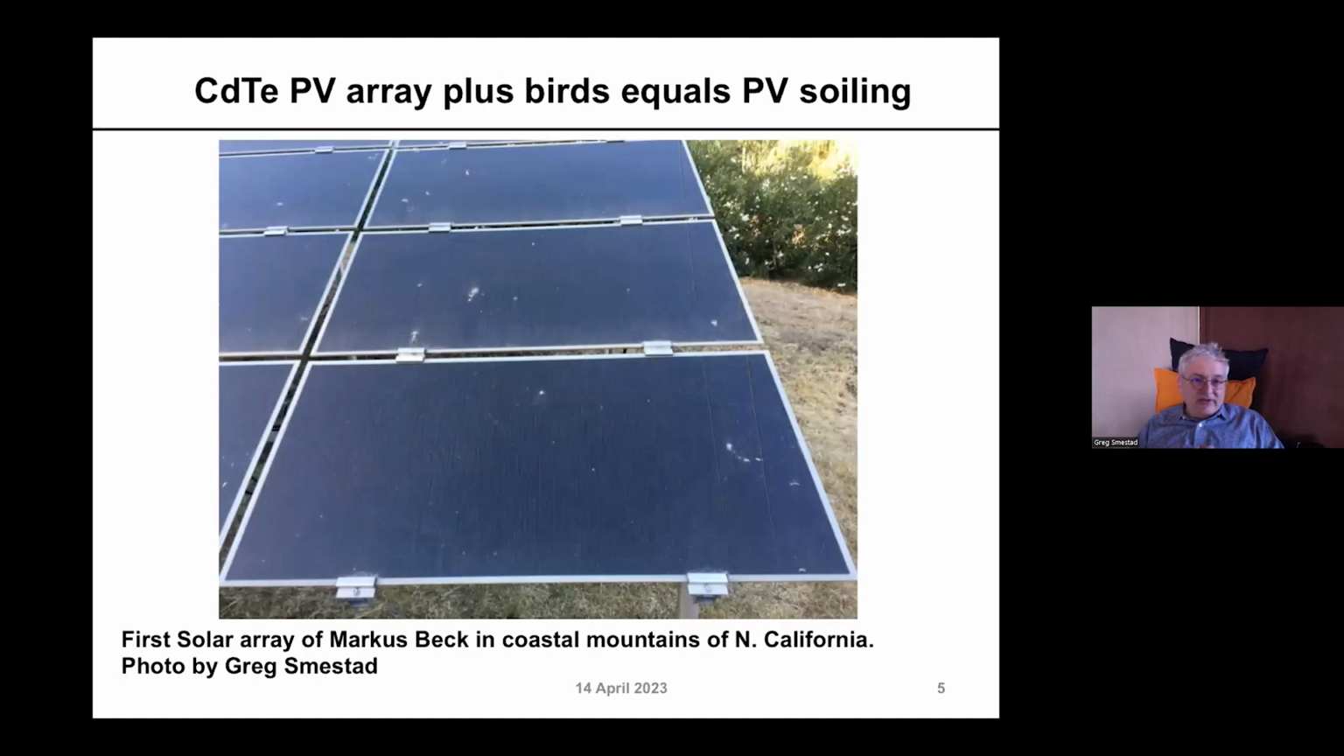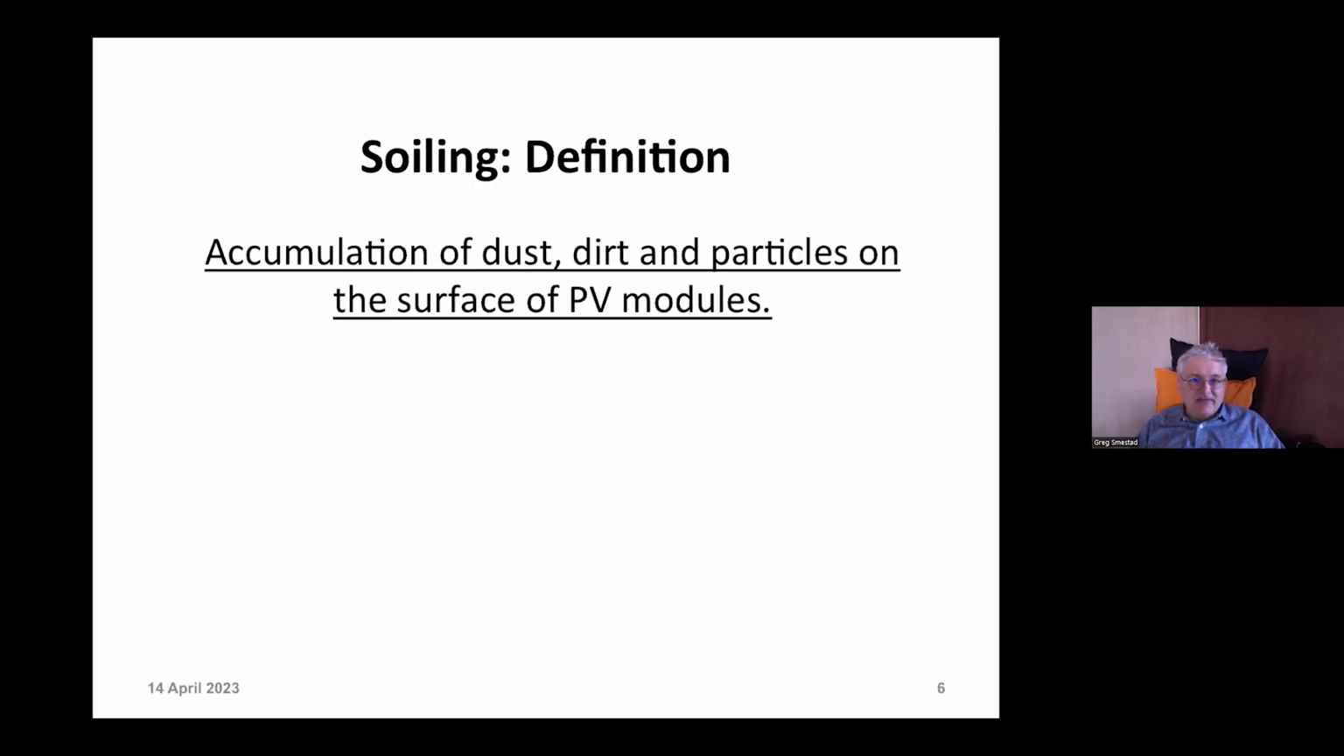That was crystalline silicon. This is Marcus Beck's system in the mountains here in California. You can have bird droppings. You can have dust on a cadmium telluride thin film PV module. So this, you can imagine, reduces the output of these devices.